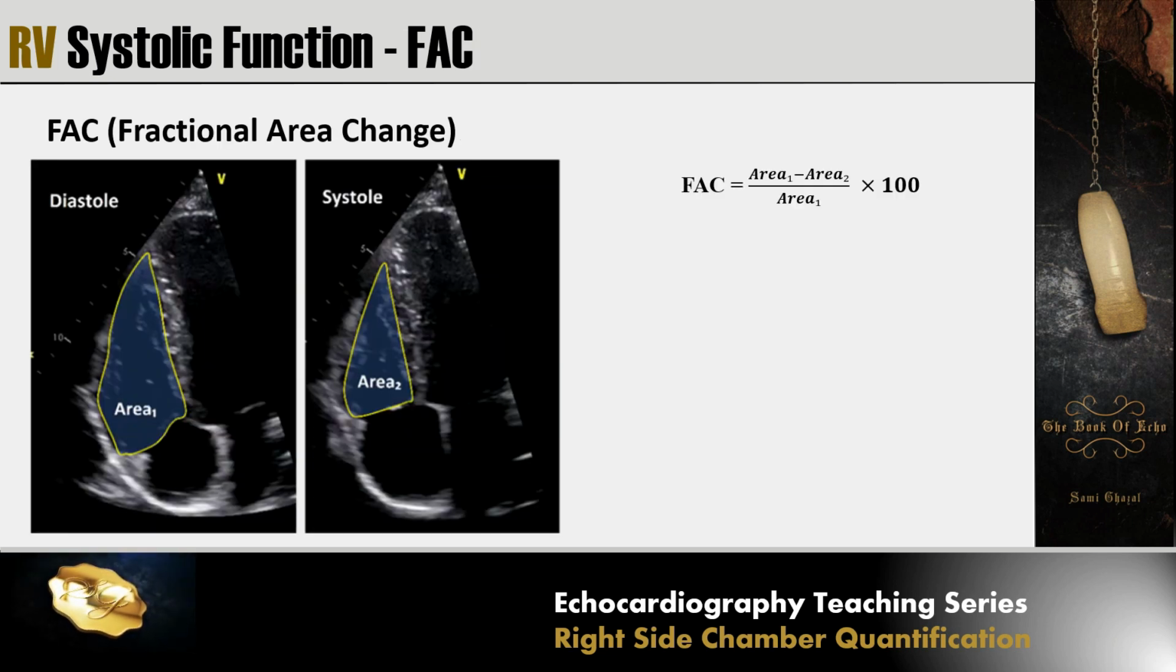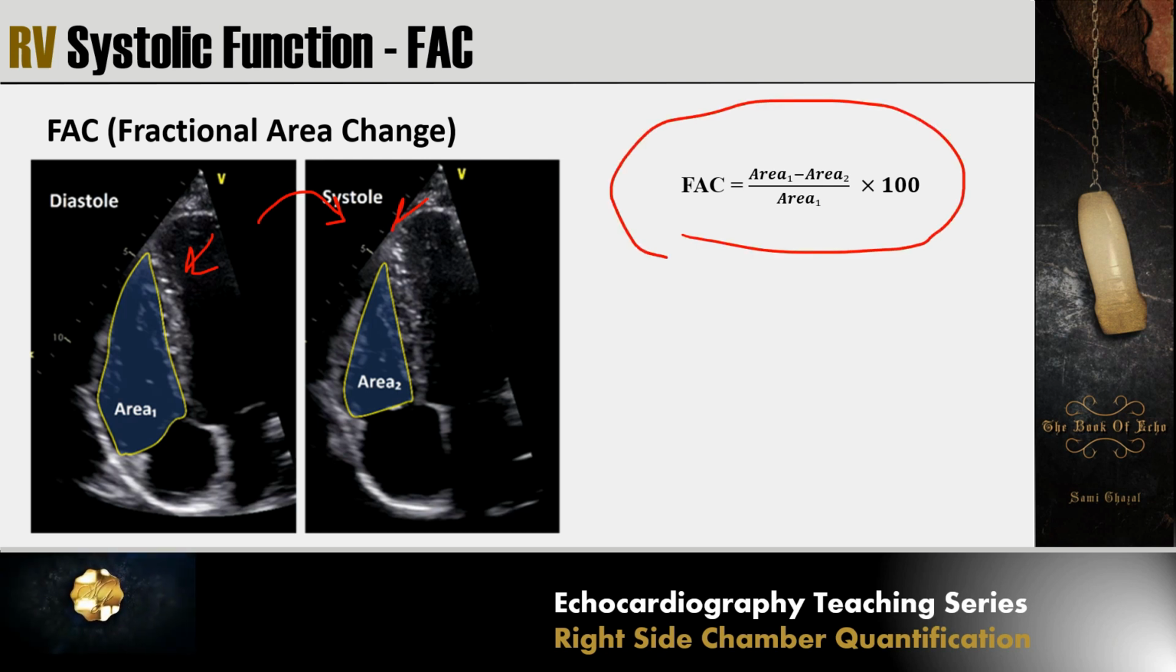Another way of determining RV systolic function is the fractional area change, which is defined as the percentage of the area change of the RV from end of diastole till the end of systole. And it's measured by measuring the RV area in the apical 4-chamber view, the RV focus view that we described earlier, at end of diastole and end of systole. And this is the equation. So the difference between area 1, which is end of diastole, the largest area, and area 2, which is end of systole, divided by the end diastolic area times 100.